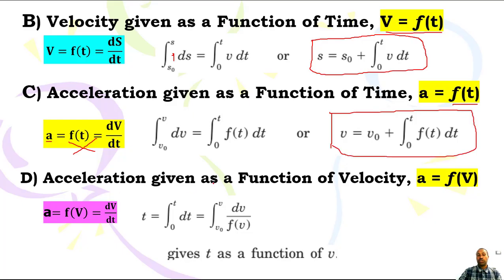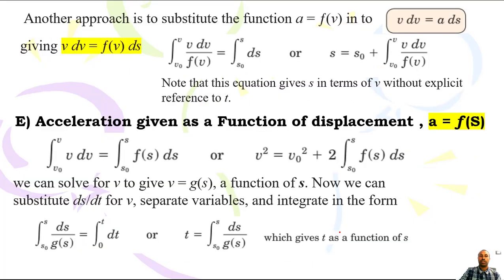And if acceleration is given as a function of velocity, then acceleration is a function of velocity, with acceleration being dv by dt. Then if you just crisscross this one, you can have t. T will be the integral of this one, integrating both sides. Then you will have f of v, which is acceleration as a function of velocity. If you are given this, then t as a function of velocity can be obtained.